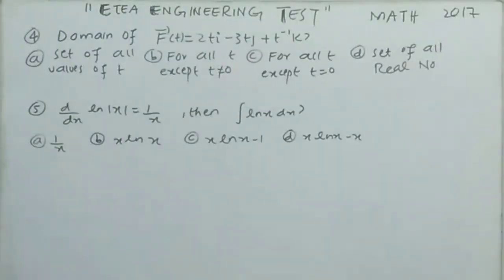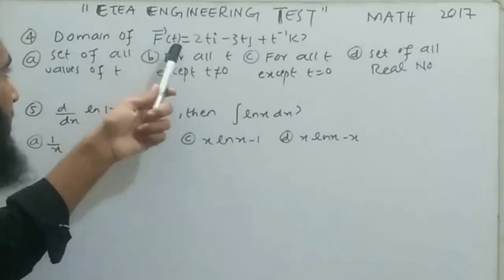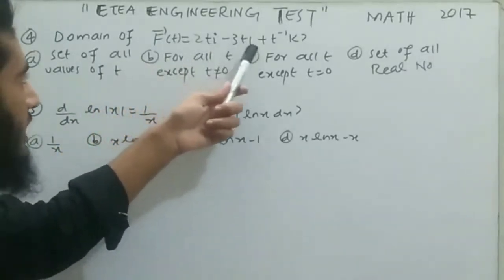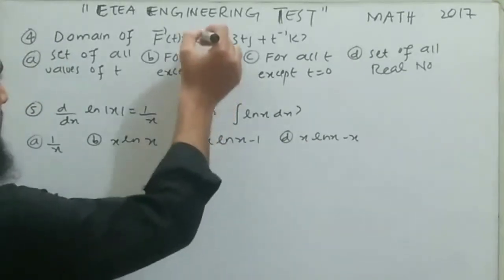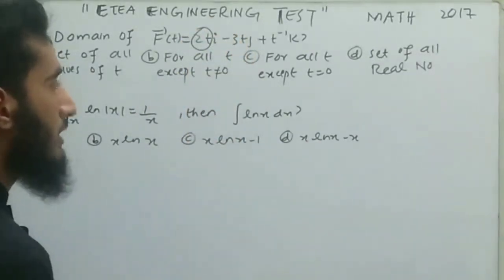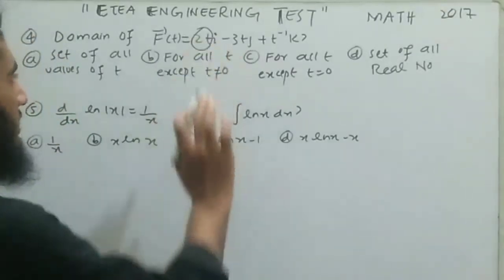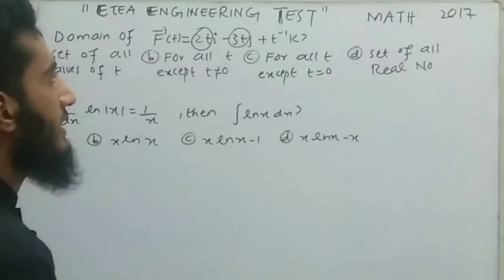Now move to the next MCQ, MCQ number 4. It asks what the domain of the vector function f of t is equal to 2t i minus 3t j plus t raised to the power negative 1 k will be. Remember that 2t is defined for all positive and negative real values. That's why the domain of 2t is real. And the domain of 3t is also real because it is defined for each positive and negative real value.